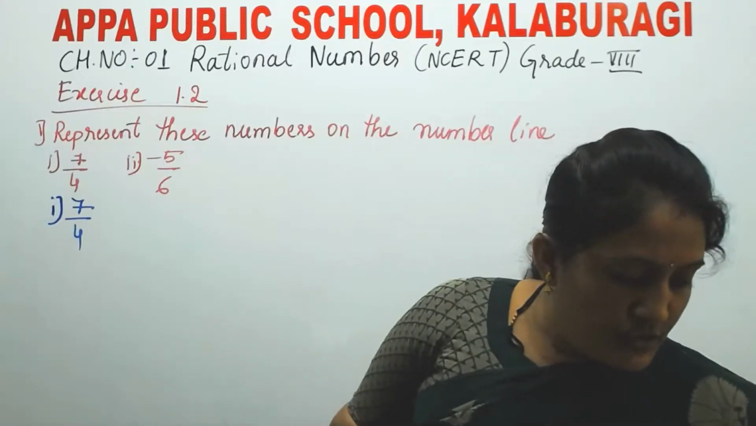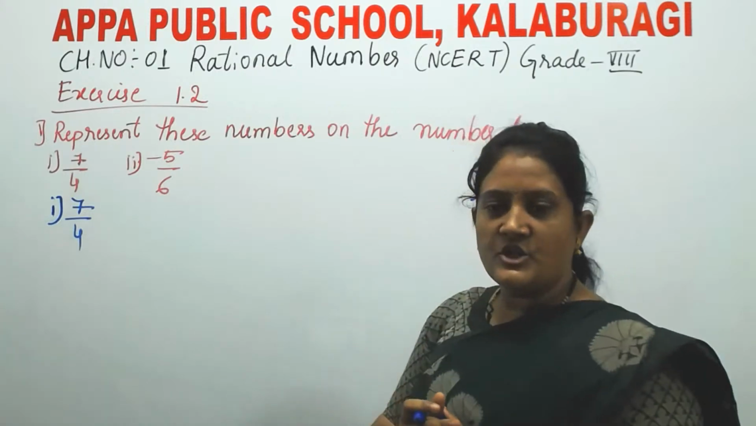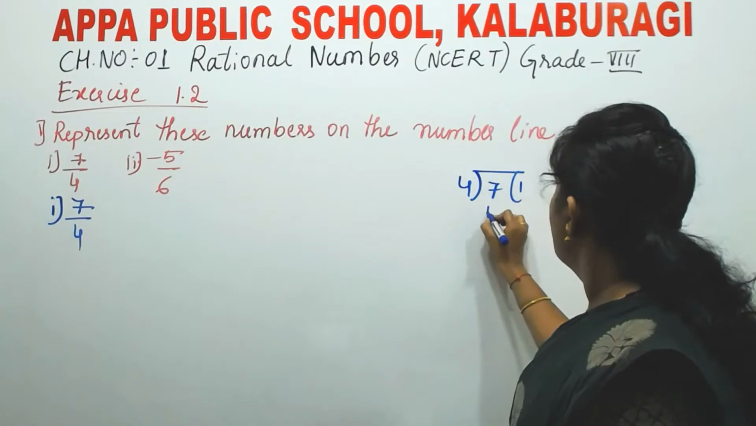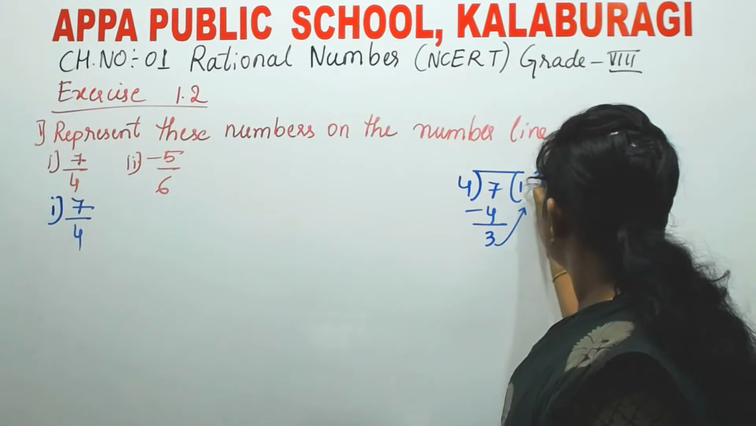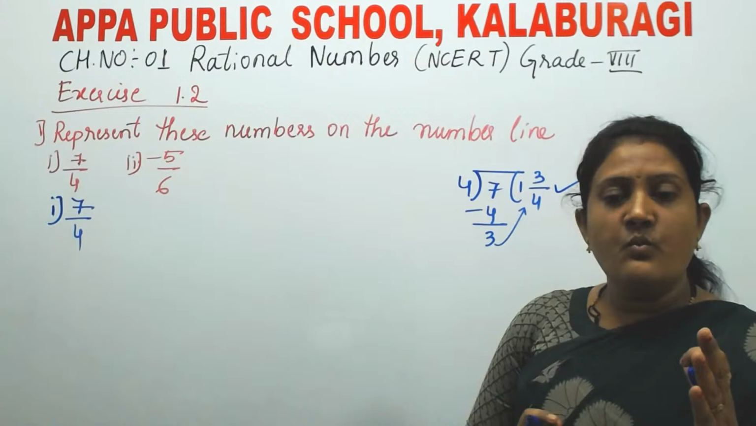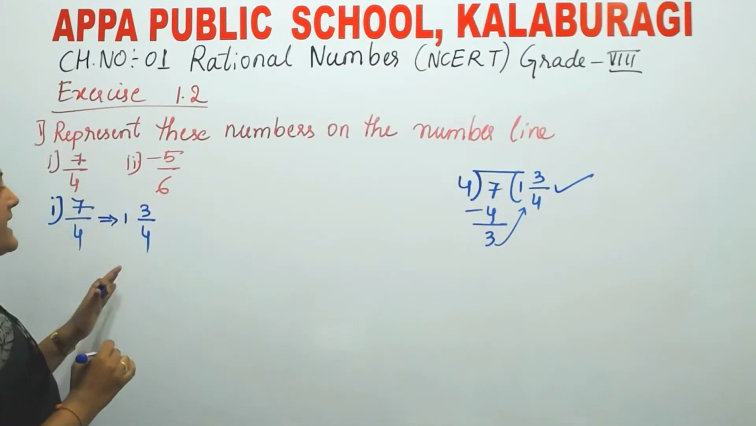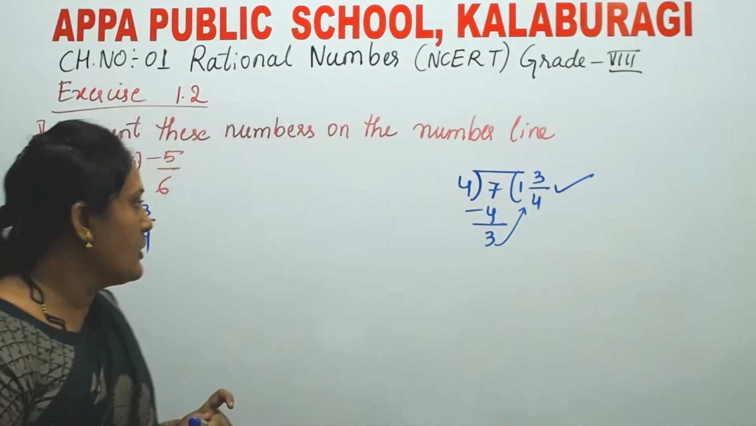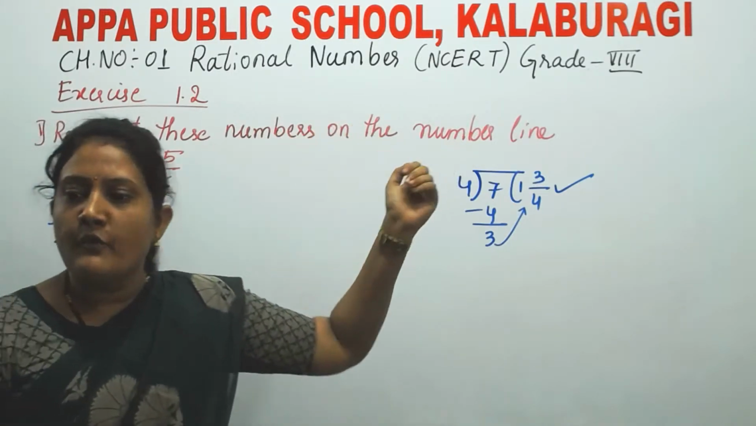For that, first we have to convert it into a mixed fraction. Does everybody know how to convert into a mixed fraction? This is 4, this is 7. 4 ones are 4. 7 minus 4 is 3. This 3 moves up as the numerator, and the denominator stays 4. So 7 by 4 as a mixed fraction is 1 and 3 by 4. So it will come between 1 and 2, because 1 is the whole number, and 3 by 4 means before 2 only we will get it.